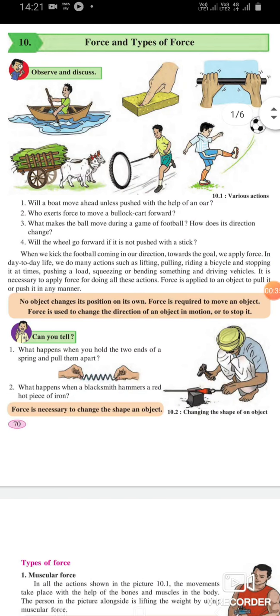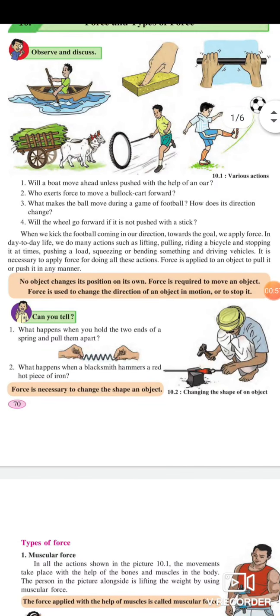When we kick the football coming in our direction towards the goal, we apply force. In day to day life, we do many actions such as lifting, pulling, riding a bicycle and stopping it at times, pushing a load, squeezing or bending sometimes, and driving a vehicle. It is necessary to apply force for doing all these actions. Force is applied to an object to pull it or push it in any manner.